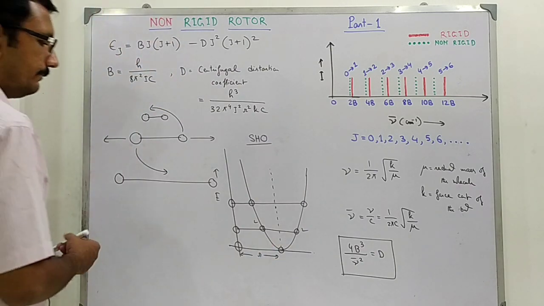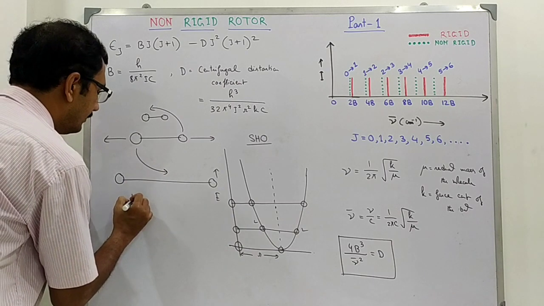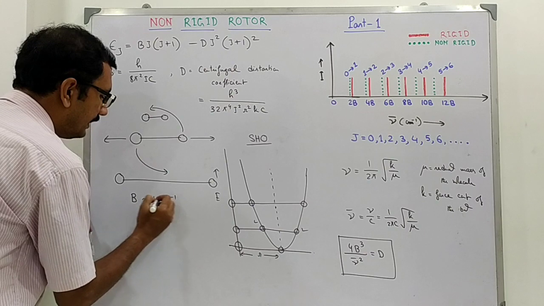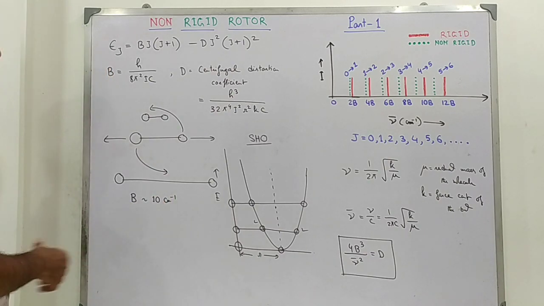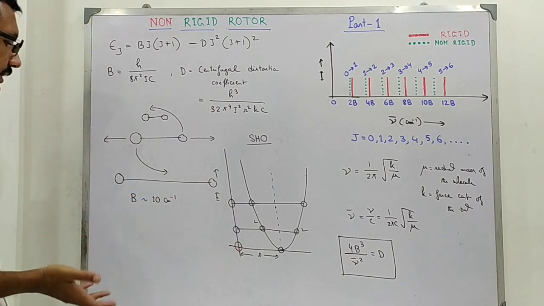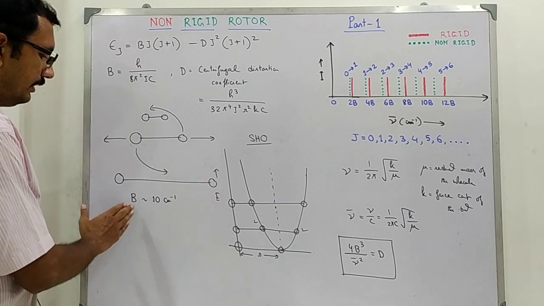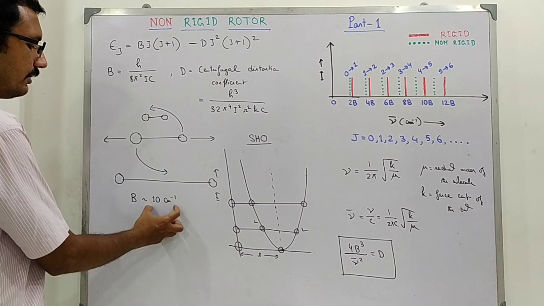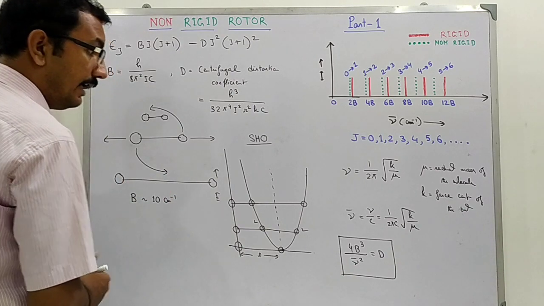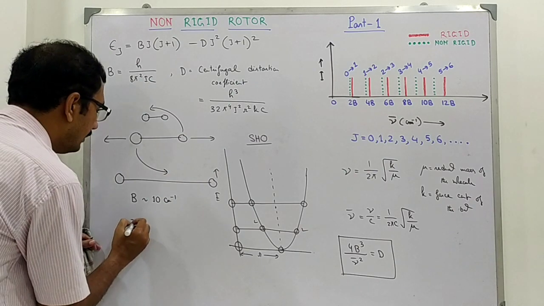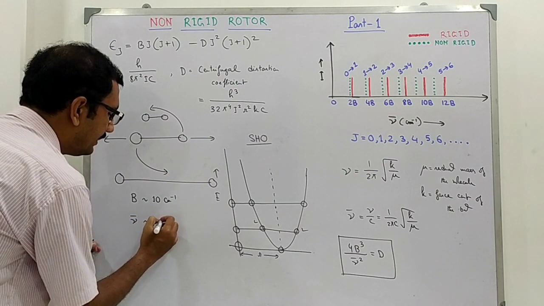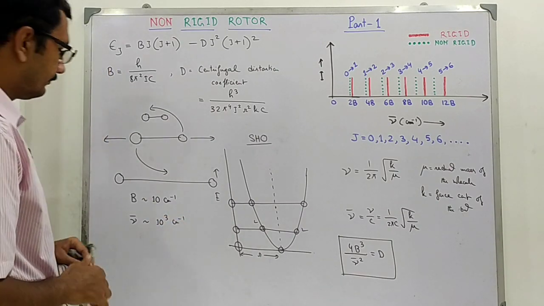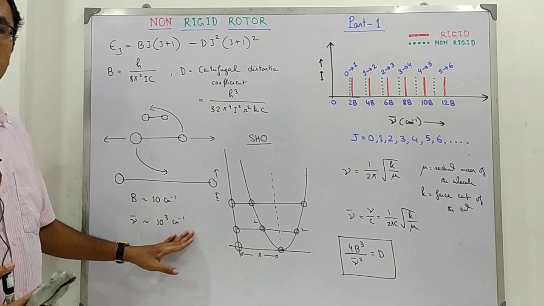Now, see one thing, this B has a value of the order of 10 centimeter inverse. So, it may be 2 centimeter inverse, it may be 5 centimeter inverse, it may be 15 centimeter inverse. So, B is characterized by a value of the order of 10 centimeter inverse, and the frequency is of the order of 10 to the power 3 centimeter inverse. These are the values that are experimentally obtained.